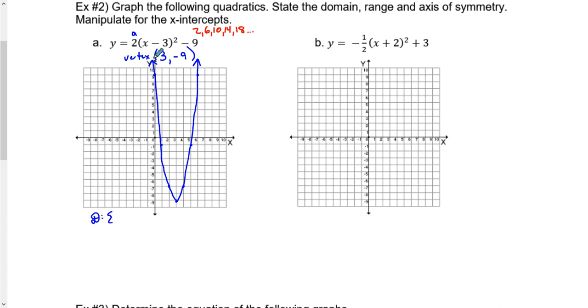well, this arrow means it's going up and to the left. This arrow means it's going up and to the right. So our domain is all real numbers. Our range, well, it's talking about our y's. It's going to be all of our y's that are greater than negative 9.